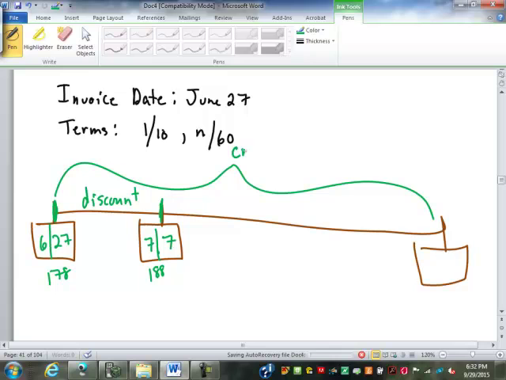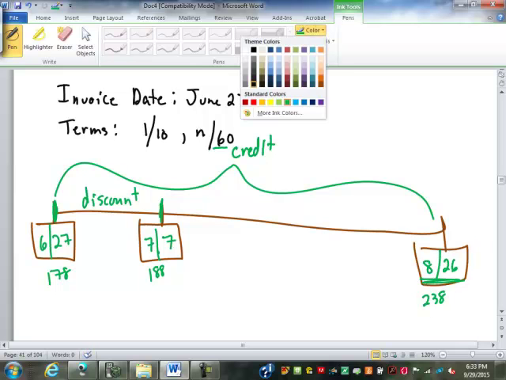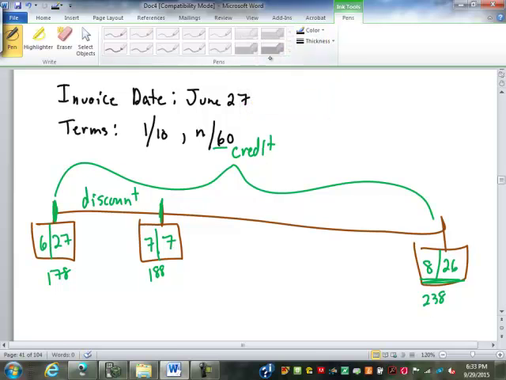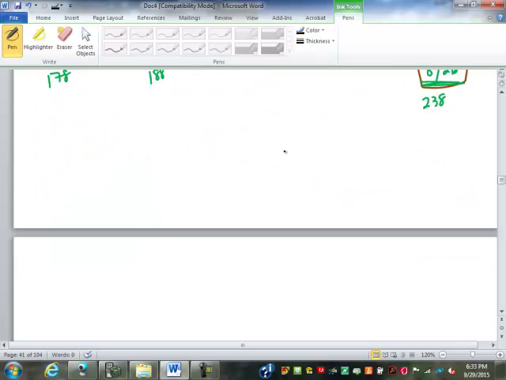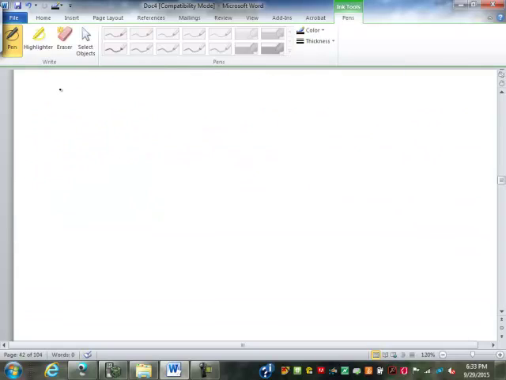And of course, this is the credit period, which is how many days? 60. So 178 plus 60 is 238. So we find day 238, which is August 26th. So they must pay by the 26th of August. Yeah, 60 days due. Yeah, pretty much. So let's look at another example.